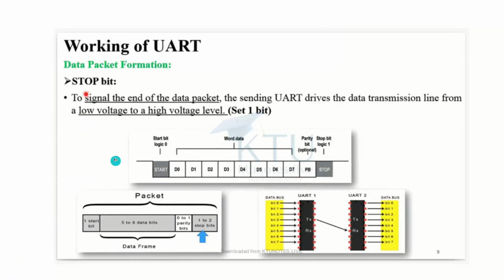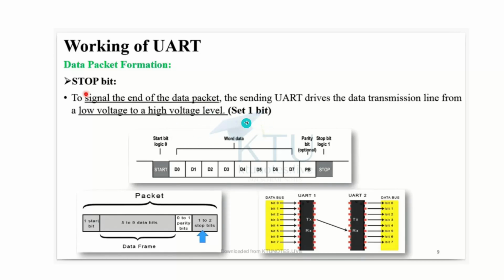Fine. And the next thing is the stop bit. The stop bit, what will it do? It tells us, okay, this is the end of the data frame. The sending UART drives the data transmission line, that is the data transmission wire, to what? High. So it was a low voltage, it will set that to a high voltage, that is set 1 bit, right?